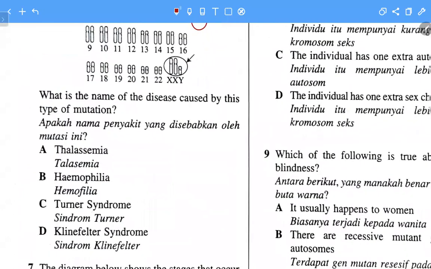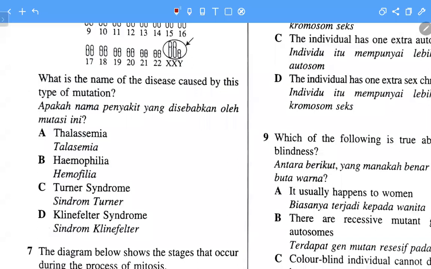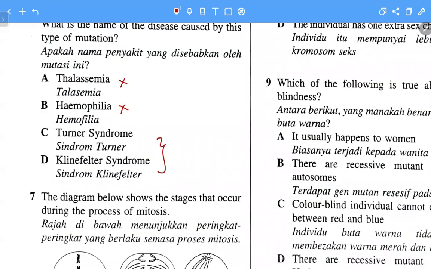These are all gene mutation. Only Turner syndrome or Klinefelter syndrome is caused by chromosomal mutation. Now, the answer is Klinefelter. Why not Turner? Turner syndrome is for girls, which we have something called XO. XO means girls are supposed to have 2 X chromosomes, but end up they have only 1. You see that? So when you have 1 X chromosome, you're lacking the other one, so you have Turner syndrome. Remember that? So Klinefelter syndrome is actually XXY, a male with female characteristics. That's what Klinefelter syndrome is.